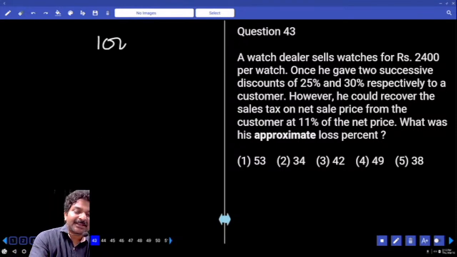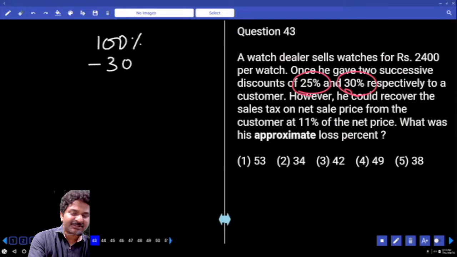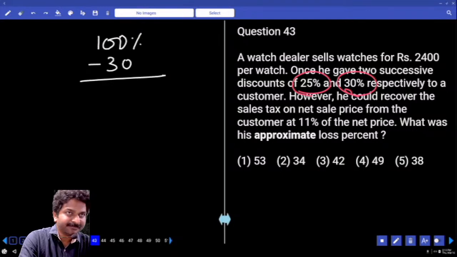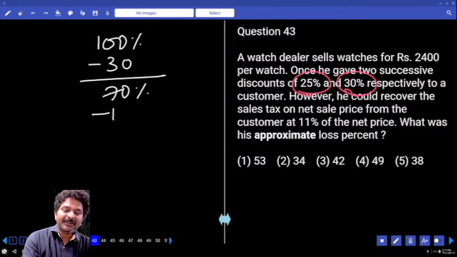So now I'll start by taking the initial value as 100%. First there is a discount of 25 and then there is a discount of 30. Now first I'll give the 30% discount. We can change the order in percentage. There is no importance of order for the percentages concept. So value becomes 70. Again a 25% discount is offered. Half and half. Half is 35. Again half, 17.5. That means value becomes 52.5%.